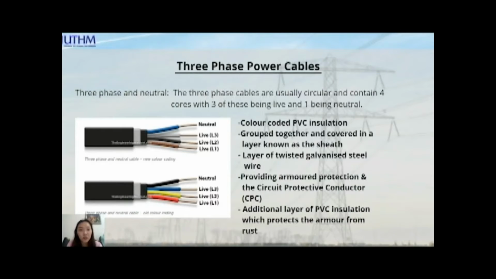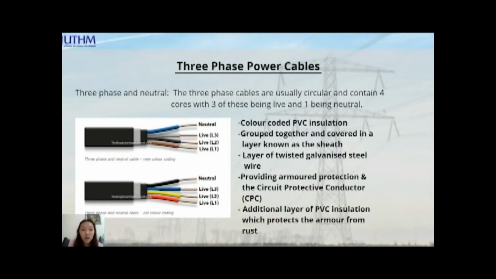Next, go to the 3-phase power cable. The first one is the 3-phase and neutral. The 3-phase cables are usually circular and contain 4 cores, 3 of them being live and 1 being the neutral. Each of the cores is covered in a colored PVC insulation, then grouped together and covered in a layer known as the sheath. This is the inner sheath.